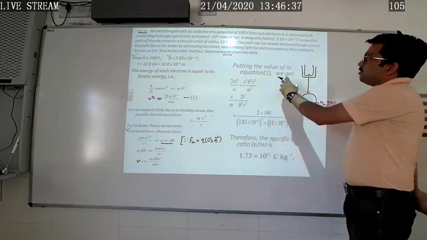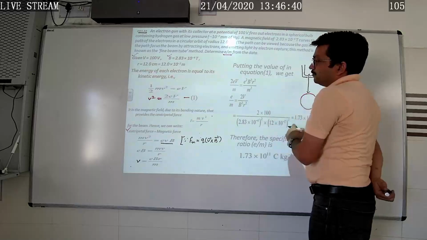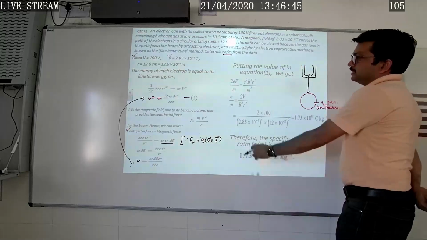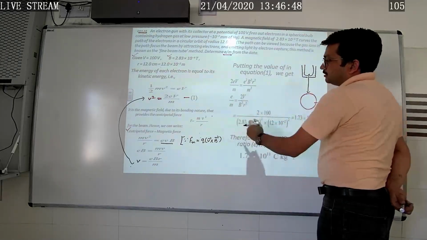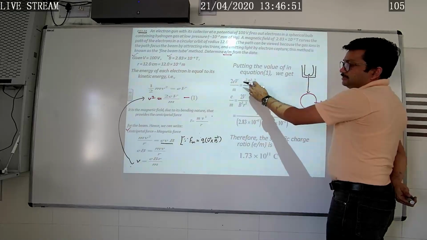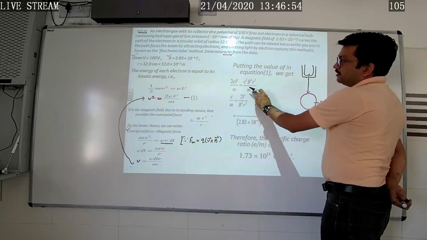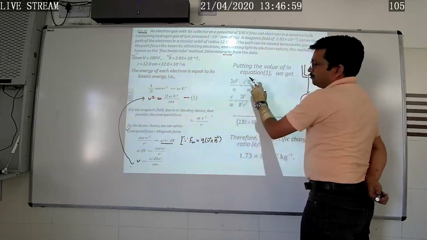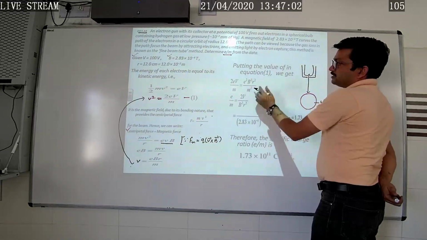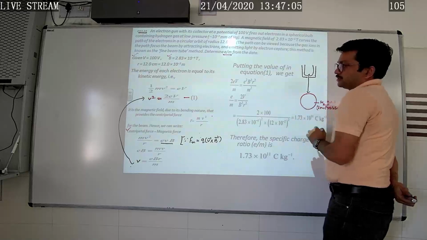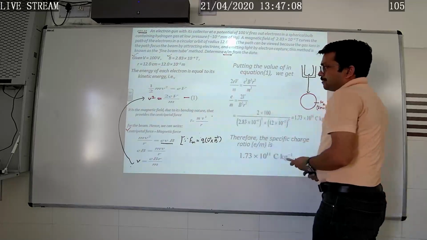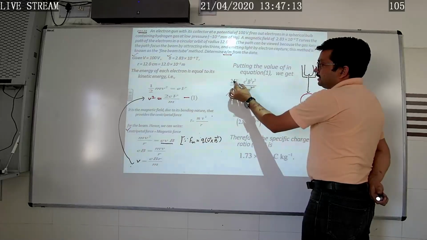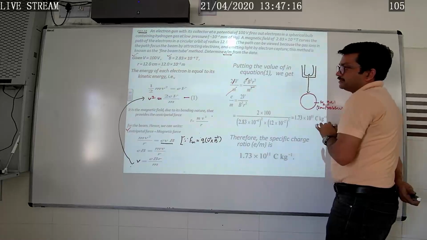Now substituting this value of v in equation 1, what do we get? v square is there. What is the value of v? That is eBr by m. So here it is written 2eV by m. This 2eV by m will be equal to v square, which is nothing but e square B square r square over m square. From here, the m and m will get cancelled out, and one power of e will also cancel.